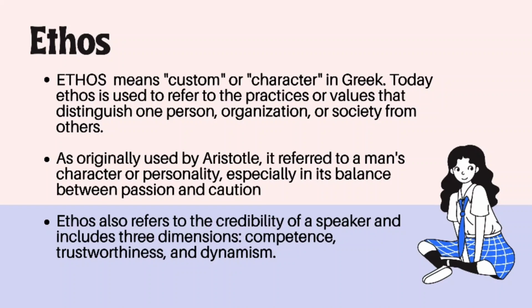Let's begin with ethos. Ethos means costume or character in Greek. Today, ethos is used to refer to the practices or values that distinguish one person, organization, or society from others. As originally used by Aristotle, it referred to a man's character or personality, especially in its balance between passion and caution.